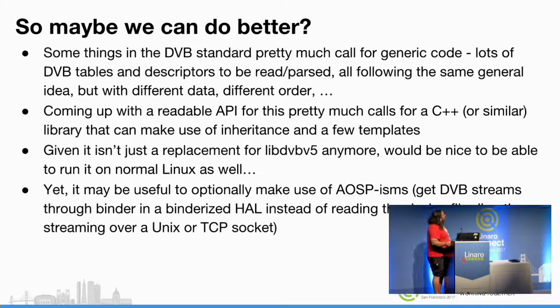Another thing we've paid attention to is that given we are not just re-implementing libdvb v5, maybe this library should be useful to the regular Linux world as well. So the library itself doesn't contain any AOSP-isms. But of course, the interfaces to the library are open to stuff like binderizing it. So any AOSP specific bits we want in there can go in there as an optional part. But we also do accessing over TCP sockets, over Unix sockets, and just over regular library functions, which will be available both in the AOSP world and in the regular Linux world.